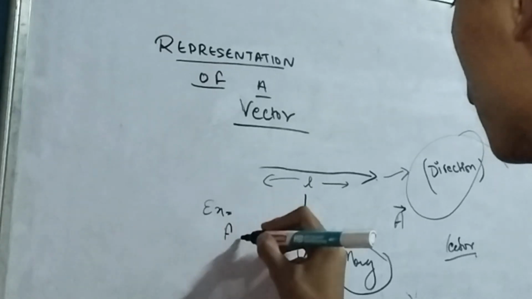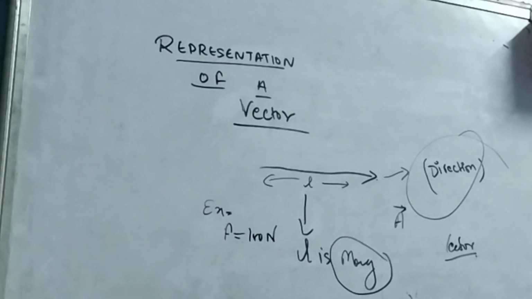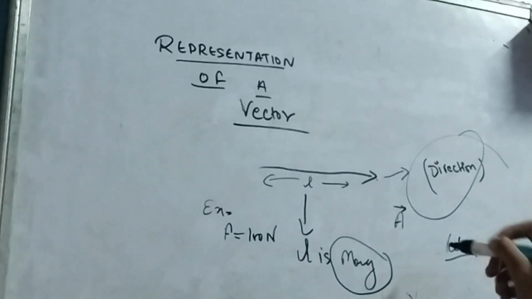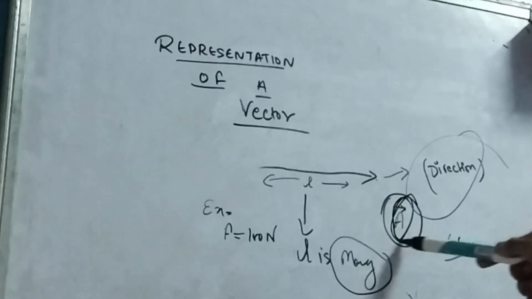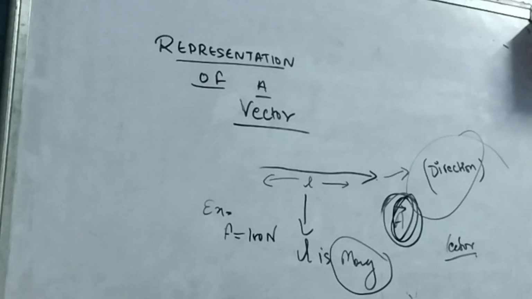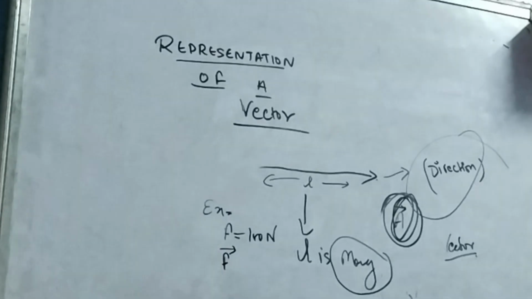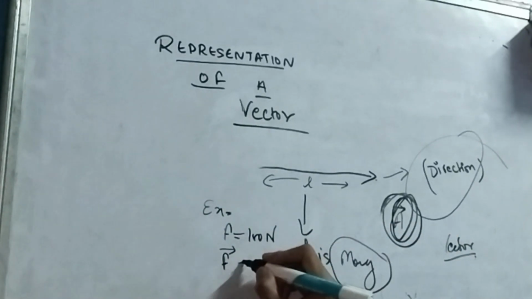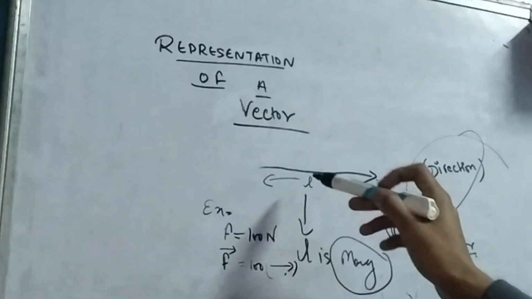Now for example we'll take force is equal to 100 Newton. We'll write the vector sign this way, the vector sign from today. F is a vector quantity, so F vector is equal to 100 Newton, because the value of this is not this, no?